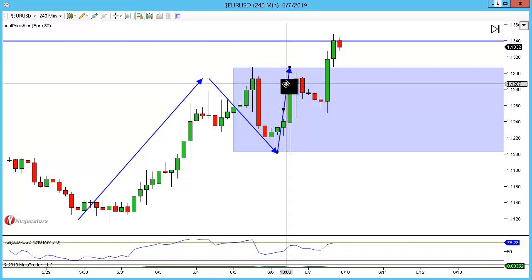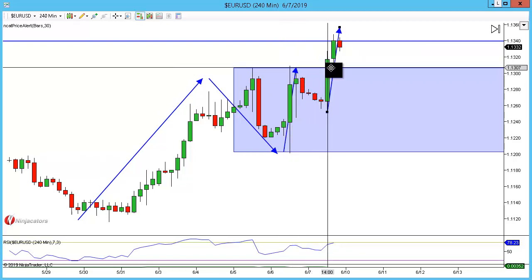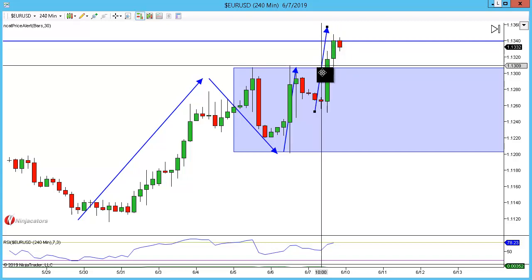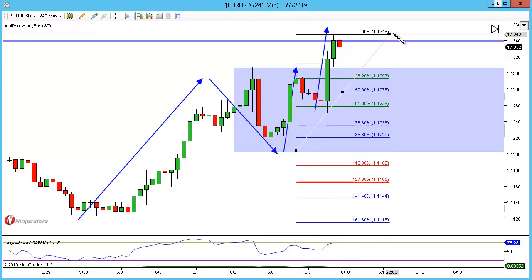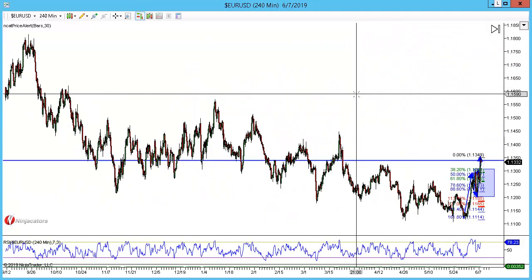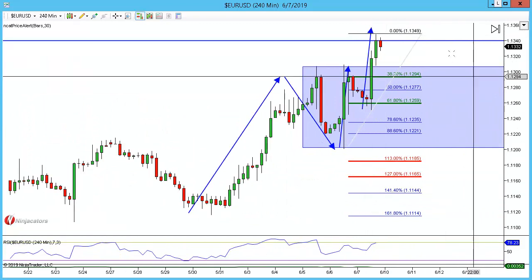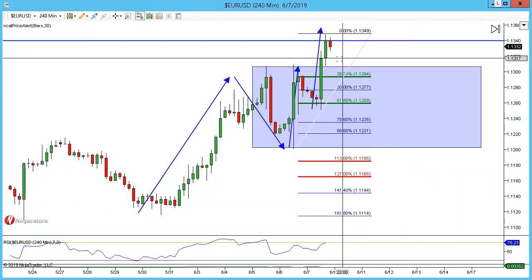We may have an AB equals CD pattern coming into that zone, and we may then be able to look for a reversal from that point. Yeah, there's no structure there, so it's not one that I'll actively sell the market on, but you can look for a couple of things.